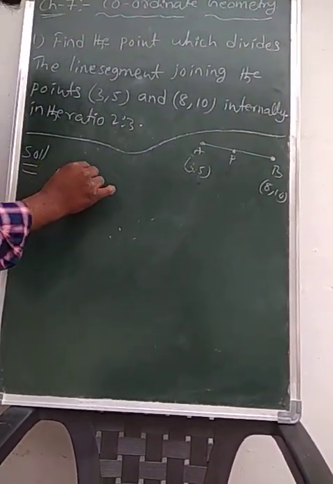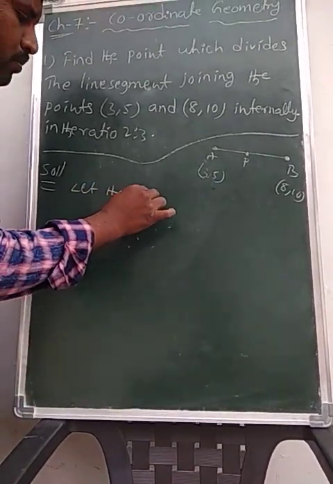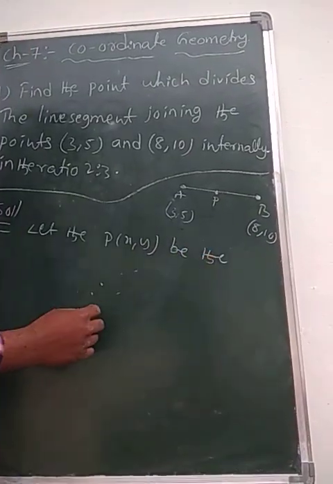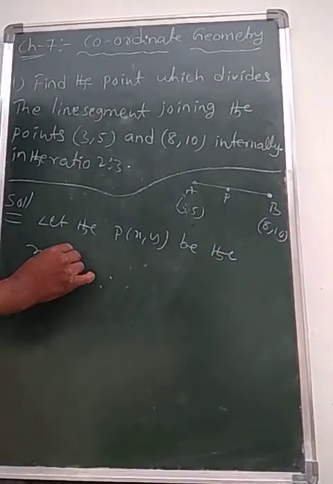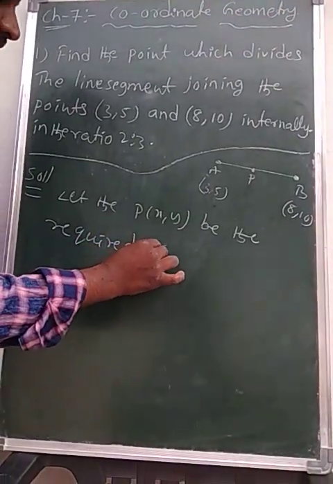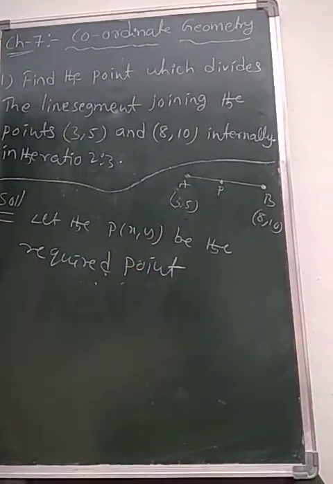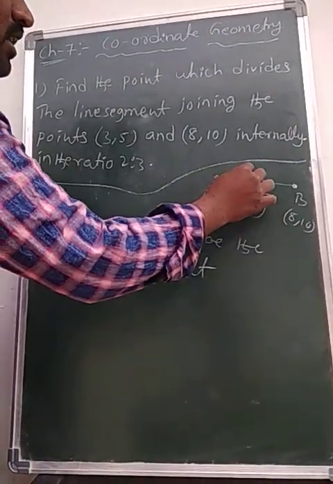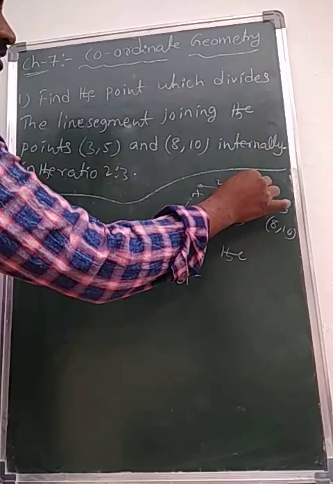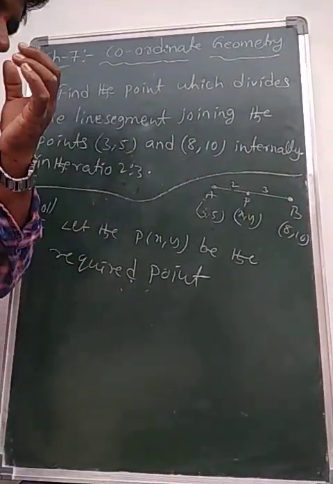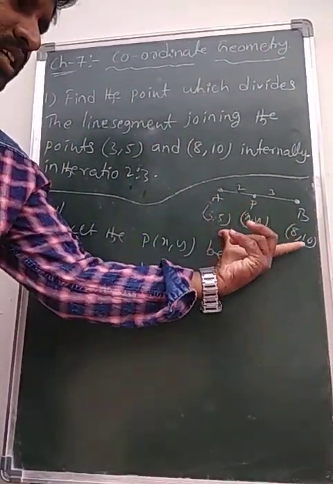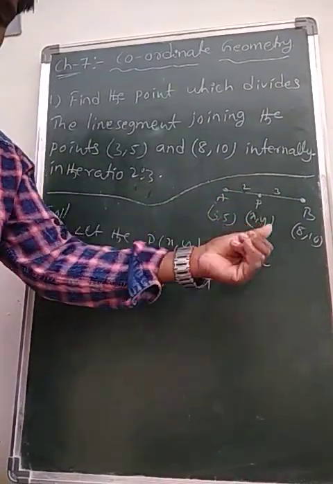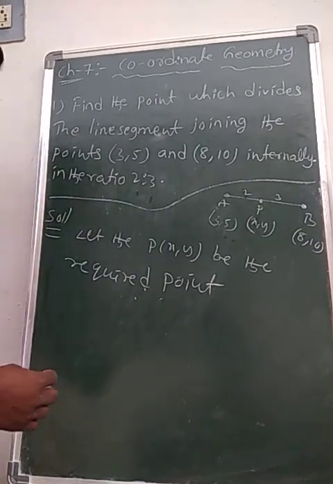Let P(x, y) be the required point. What is the ratio? The ratio is given as 2:3. The point P divides the line segment AB in the ratio 2:3. Now what is the point? So we use the section formula.